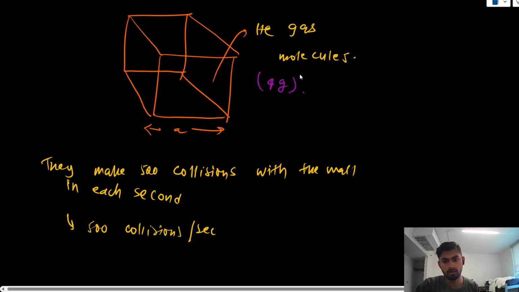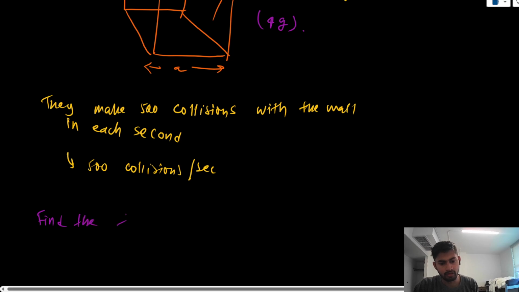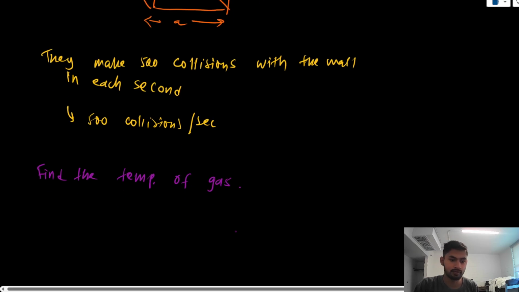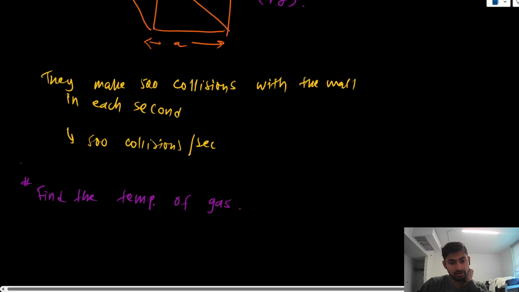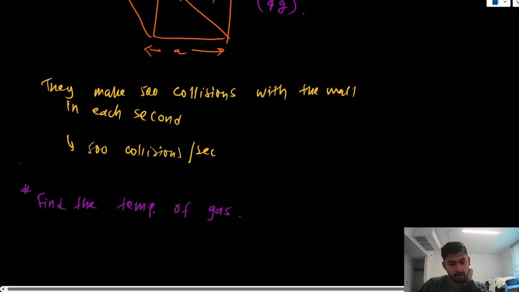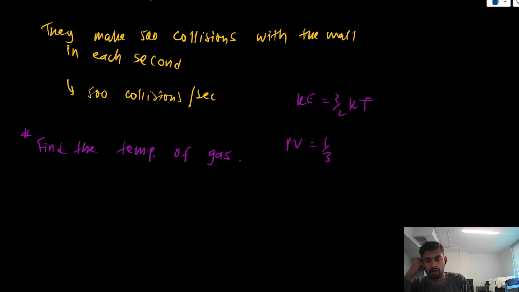Now, find the temperature of the gas. It's a very conceptual question, by the way, because we can't just solve this problem by using, say, kinetic energy is equal to 3 by 2 kT, or PV is equal to 1 by 3 m n u RMS squared. You can't just use it in this problem.